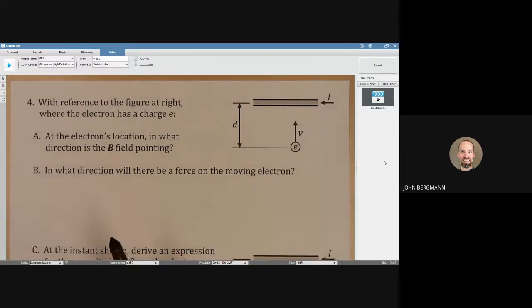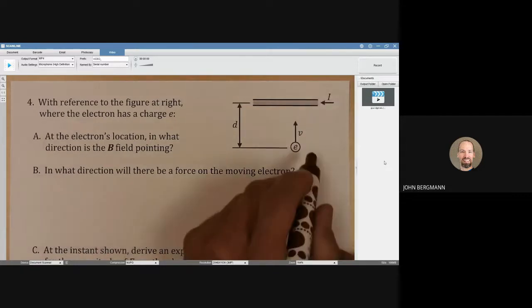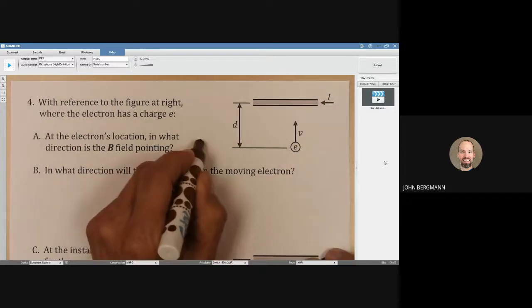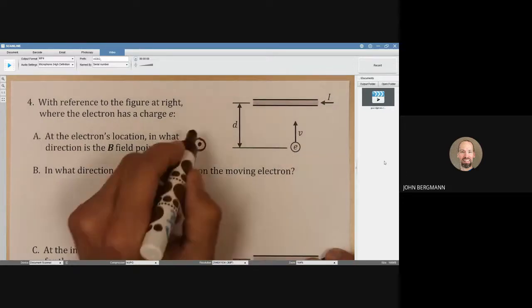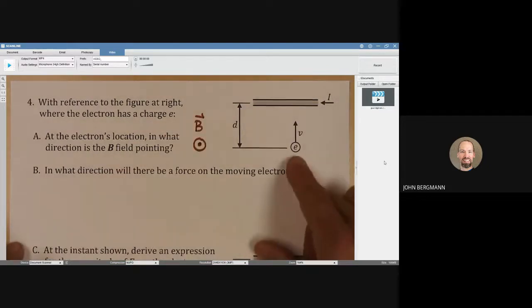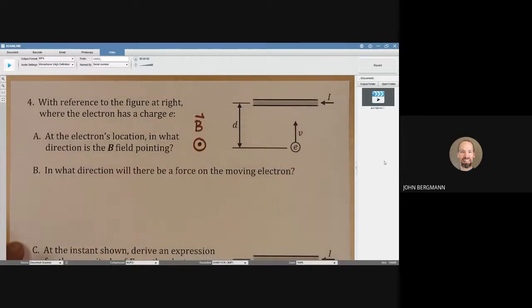and by the thumbkin twist and right hand rule, you put your thumb in the direction of the current and you curl your fingers around, you can see that your fingers are pointing out of the page right here where the electron is. One way to represent that is like that. The magnetic field at the location of E is going to be pointing out of the page.